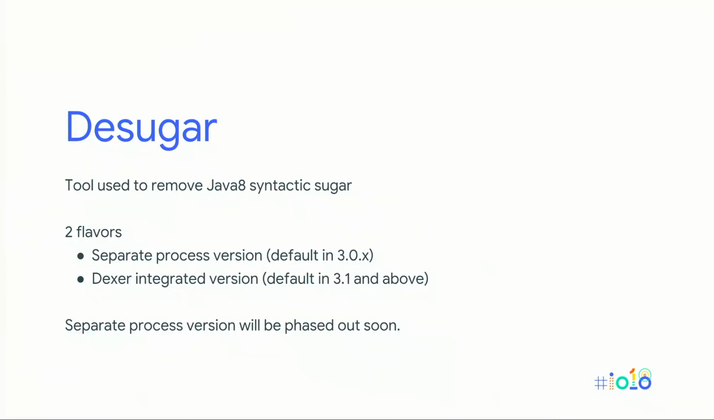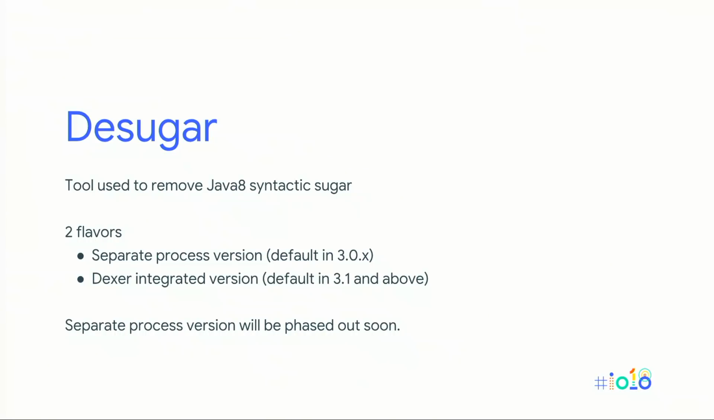Next thing is dsugar. So this is a tool which is used to remove all the syntactic sugar that was added by Java 8, like lambdas and stuff like that. We've delivered, again, two different versions. So the first version, which shipped with 3.0, was an external process. It used a lot of resources, was pretty slow. Now, with D8, the new Dexter, we've introduced a newer version where it's integrated inside its pipeline. So it's better, it's faster.